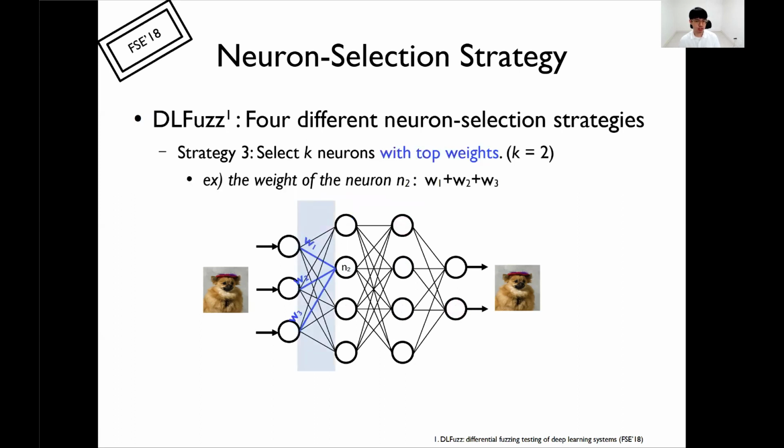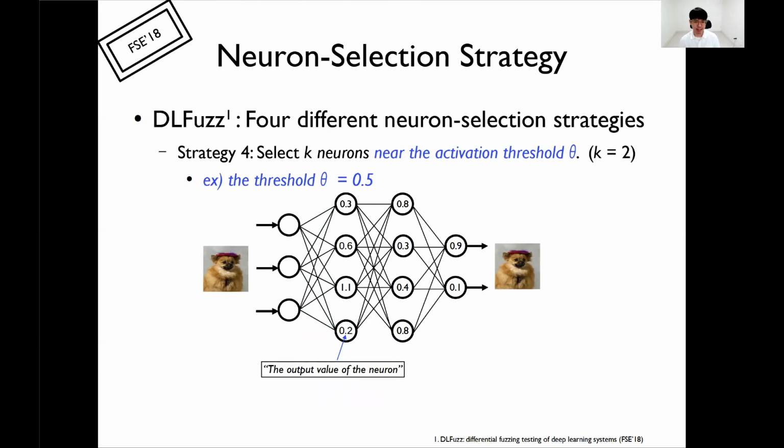And the third strategy is to select K neurons having the top weight. To calculate the weight of each neuron, we just add up all the weights in the preceding layer associated with each neuron. So for example, the weight of the neuron B2 N2 is calculated by adding weight 1, weight 2, and weight 3. After calculating the weight of all neurons, this strategy simply picks 2 neurons, highlighted in blue in this case. The intuition of this strategy is that the neurons with the top weights may have a large influence on the other neurons. I think this expectation also seems to be reasonable.